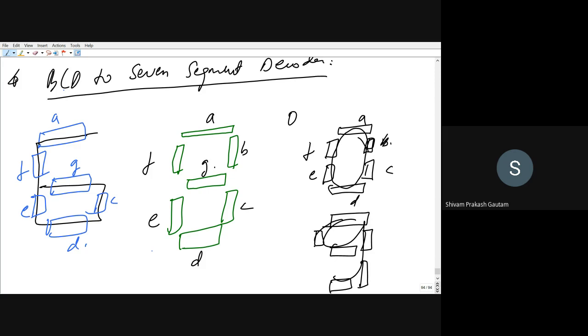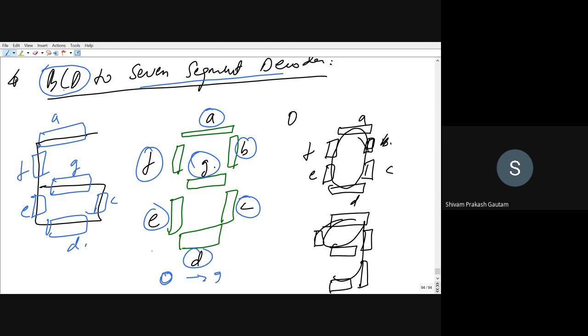For this, we want to make a logic such that these should glow, starting from 0 till 9. Sometimes you want to display 0, sometimes 1, 2, 3, and sometimes 9. That is why it is called BCD, because it has a maximum number of 9 and a minimum number of 0. And 7 segment decoder means there are 7 segments, A, B, C, D, E, F, G: 1, 2, 3, 4, 5, 6, and 7. So there are 7 LEDs, and you want possible combinations for the 7 segment LEDs.